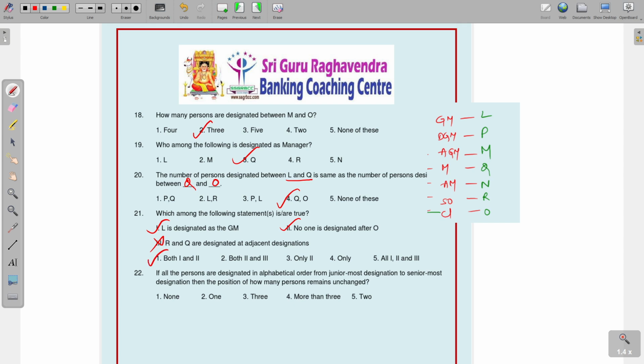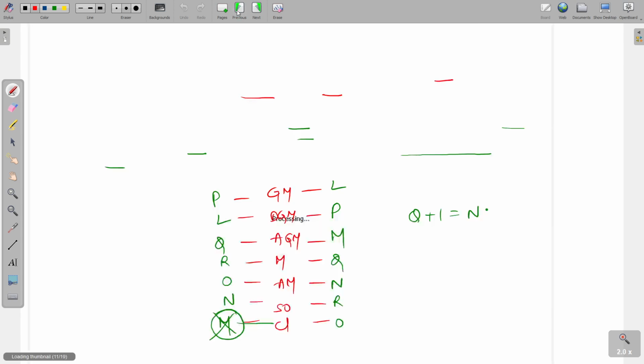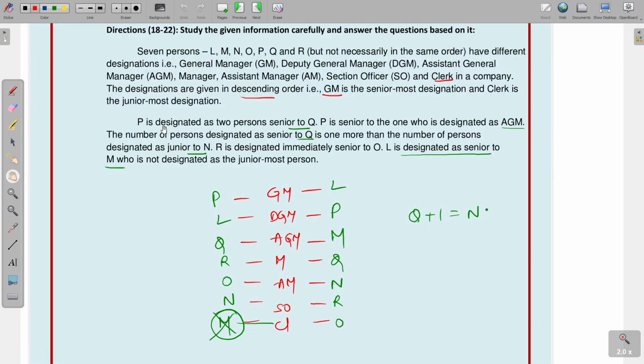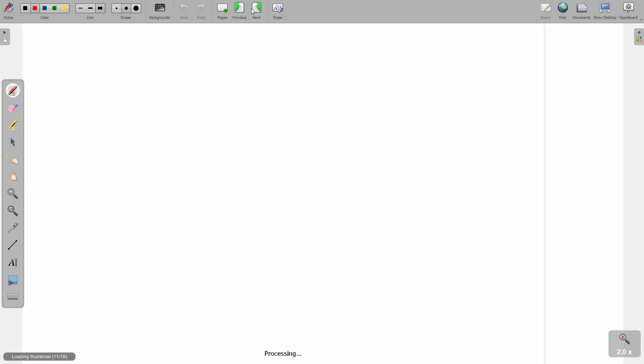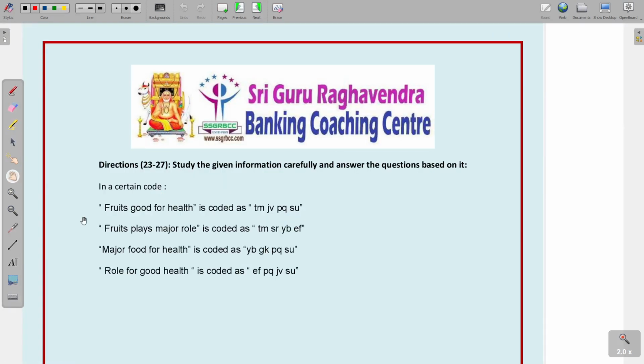If all the persons are designated in alphabetical order from junior most designation to senior most designation, how many persons remain unchanged? Starting from L, so L, M, N, O, P, Q and R. Only N is not changed. Only 1 person is unchanged. Remaining all are changed. And next, let us move on to the next one, coding and decoding.